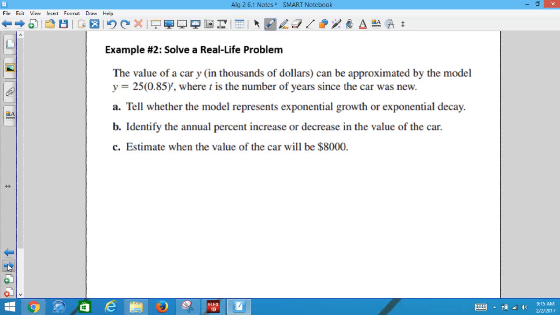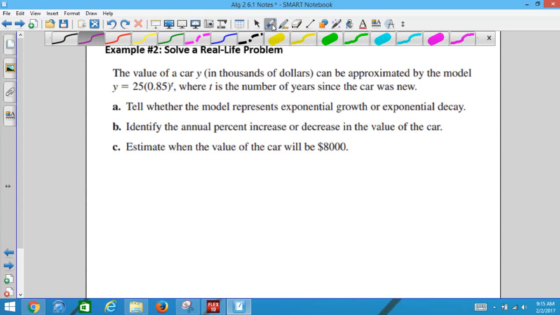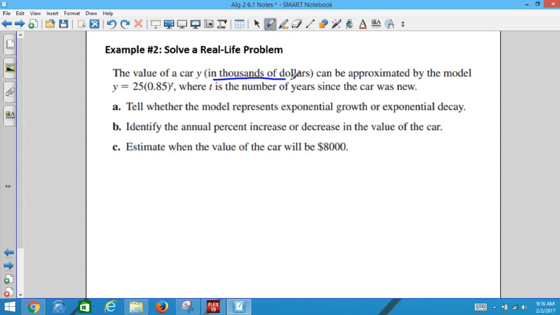Okay, so here's a real life problem. The value of a car in thousands of dollars can be approximated by the model y equals 25 multiplied by 0.85 to the t, where t is the number of years since the car was new. I want us to pay attention to something about this word problem that might mess you up. I'm going to read it carefully. The value of the car y in thousands of dollars. That is saying that y is per thousand. Tell whether the model represents exponential growth or exponential decay.